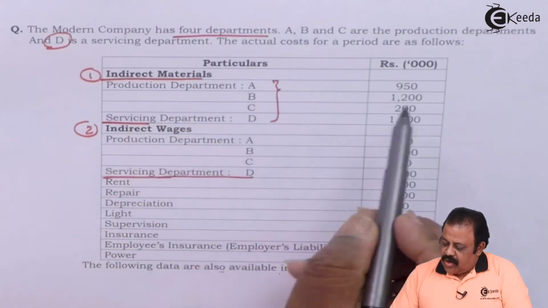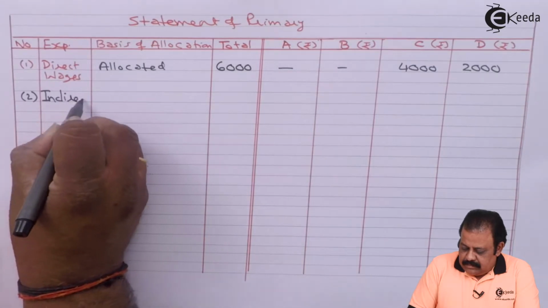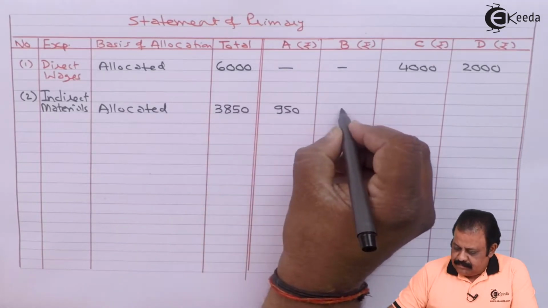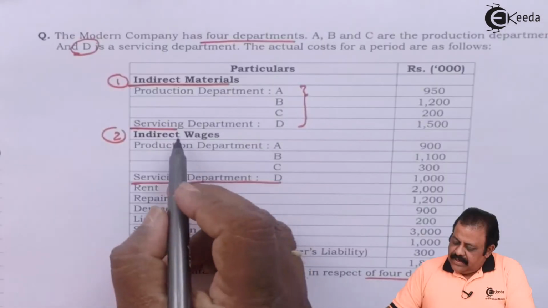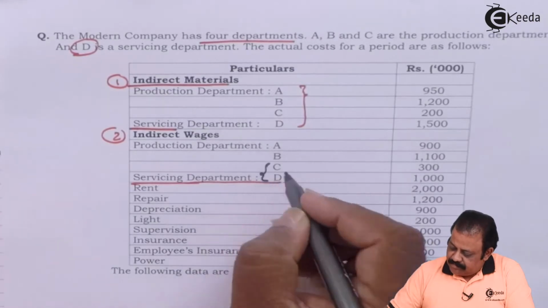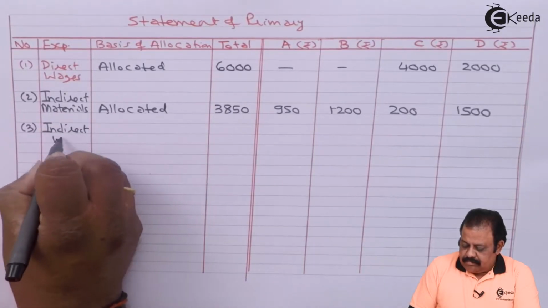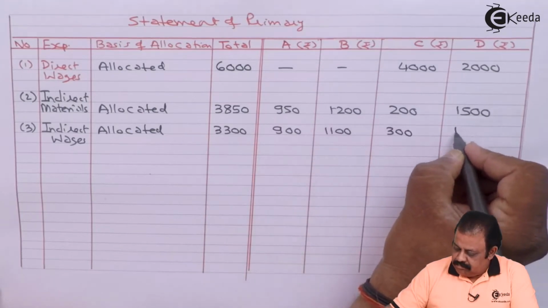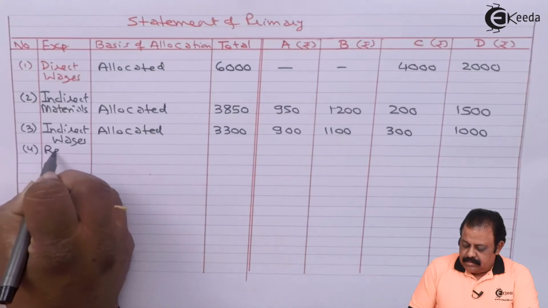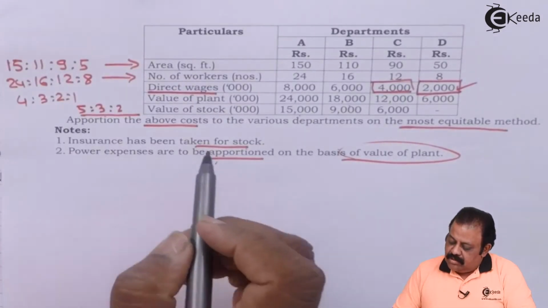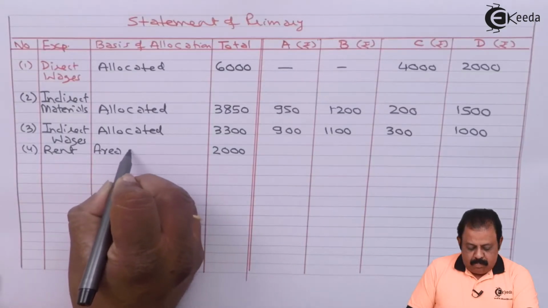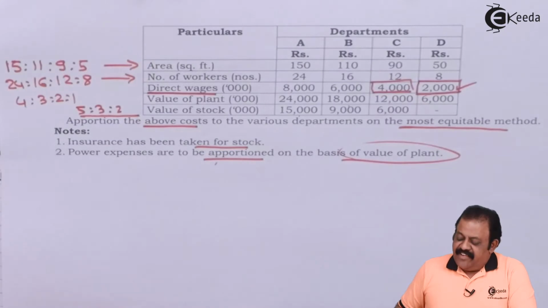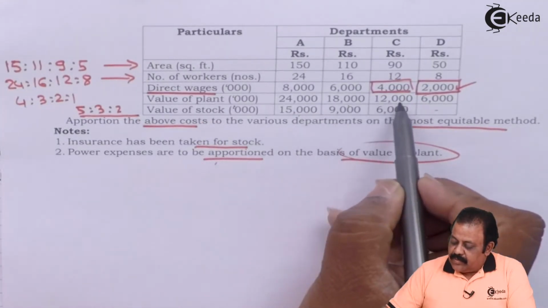Indirect materials and indirect wages are given for all the departments. Rent 2000 will be allocated based on area in square feet. Repairs 1200 will be based on value of plant: 24,000, 18,000, 12,000 and 6,000.